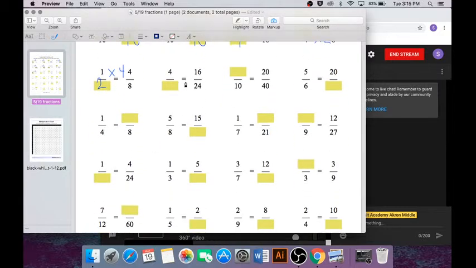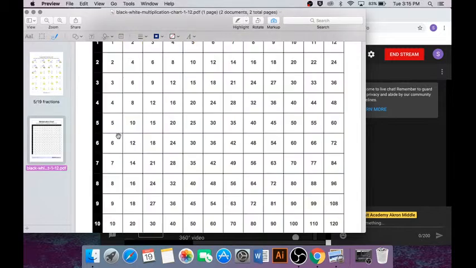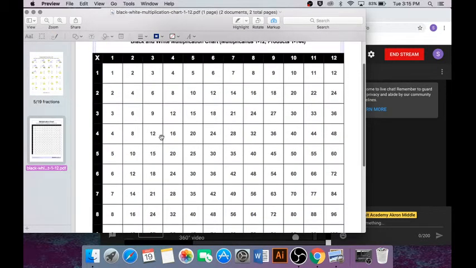Down here in our next one, we're going to use our 4 times table to find 16. So here's our 4 times table. We're going to go over to 16. We see that 4 times 4 is 16.